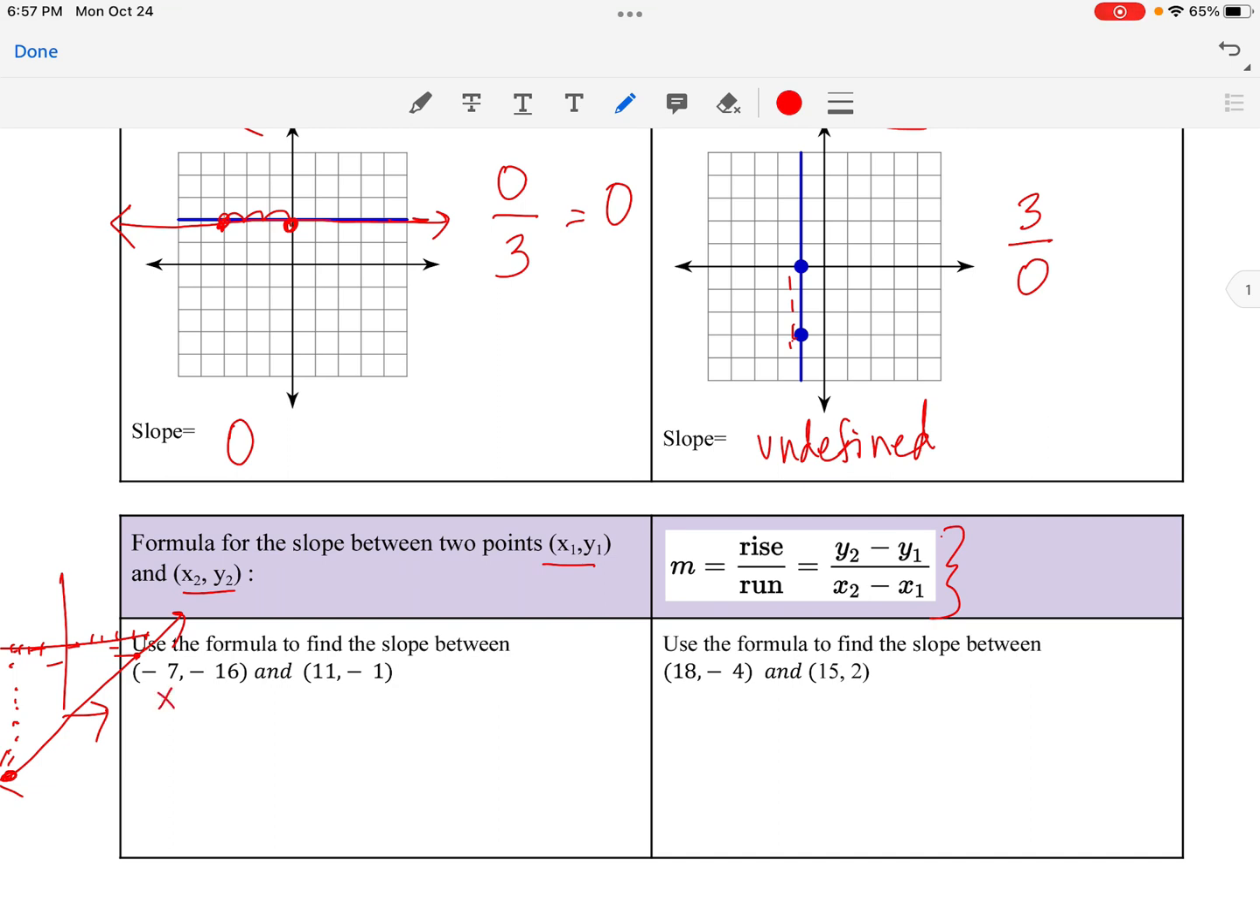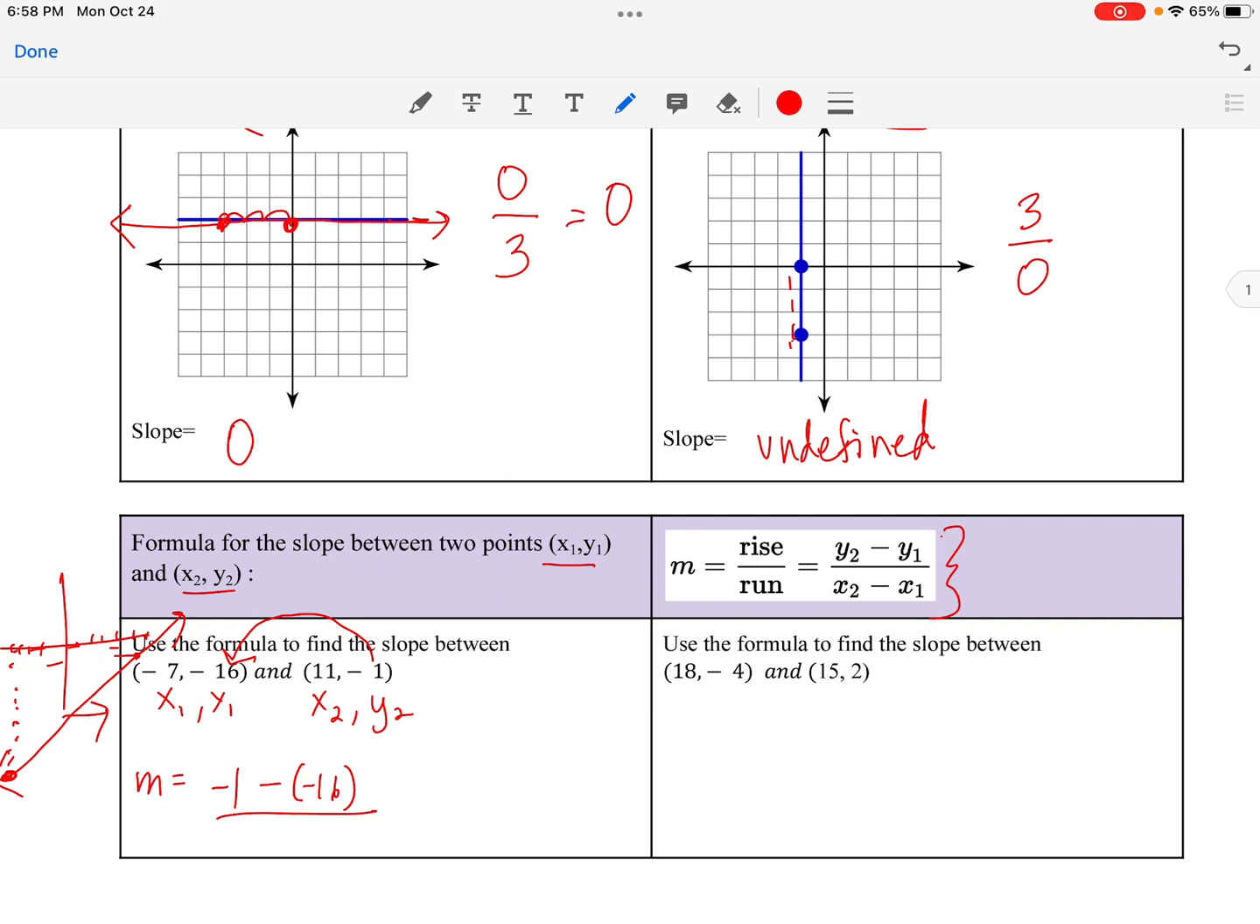So it's helpful if you actually label the points. Point number 1 is going to have x1 and y1 as its coordinates. Point 2, x2 and y2. All right, so let's plug that into our formula. The slope is going to be y2 minus y1. So that means it's going to be this value minus that value. So -1, this is where it gets tricky, minus -16.